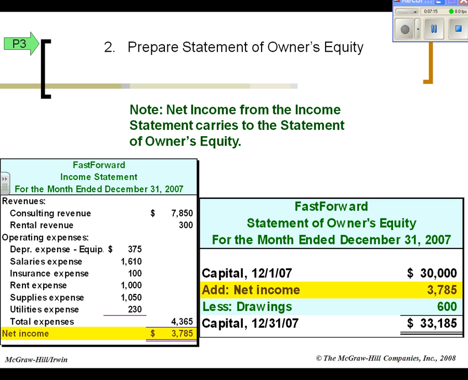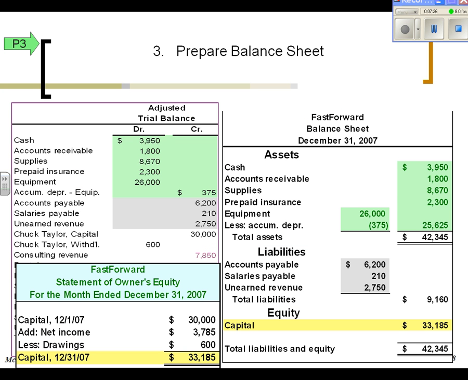My capital amount was 30,000. I'm adding the net income. I'm subtracting out the drawings, and I'll come up with an ending capital of 33,185. And then finally, we'll prepare our balance sheet. And I'm looking at the adjusted trial balance. I've got all my assets. I'll list them down.